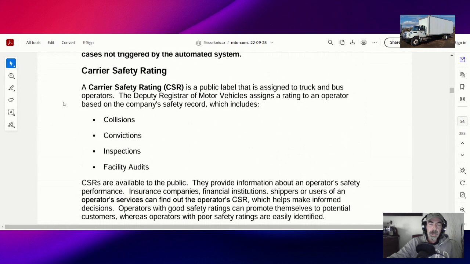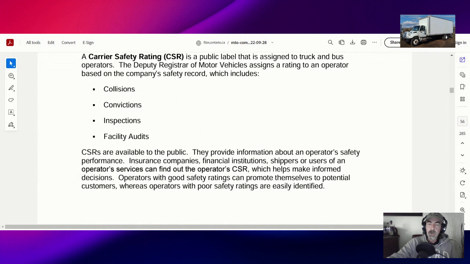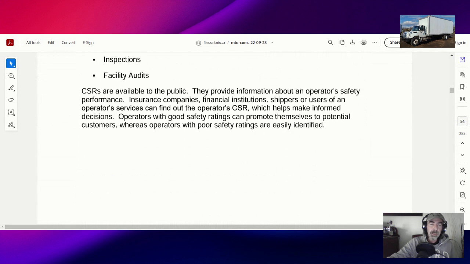Carrier Safety Rating. A Carrier Safety Rating, CSR, is a public label that is assigned to truck and bus operators. The Deputy Registrar of Motor Vehicles assigns a rating to an operator based on the company's safety record, which includes collisions, convictions, inspections, facility audits. CSRs are available to the public. They provide information about an operator's safety performance.